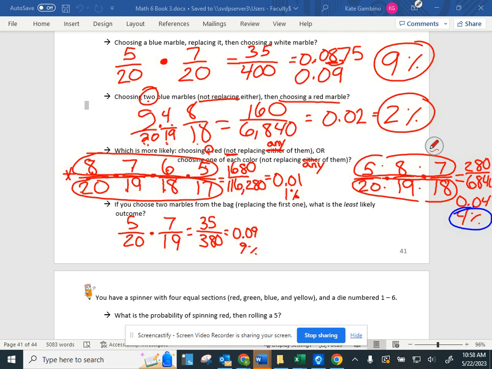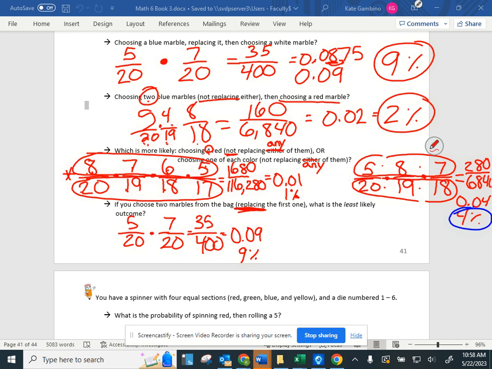Can anybody think of a smaller one? What are 2 color choices that I could do, without, we are replacing. Sorry, that's my bad. So that's 7 out of 20. So we had 35 out of 400. What's 35 out of 400? 0.09. Okay, that didn't change that part. Okay, there is a smaller one.